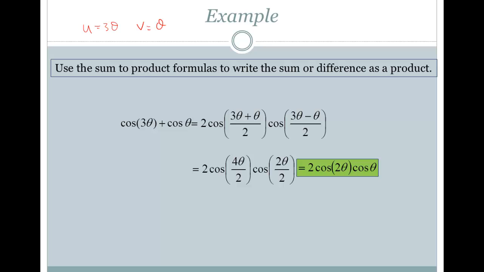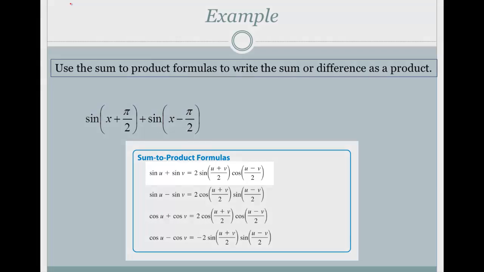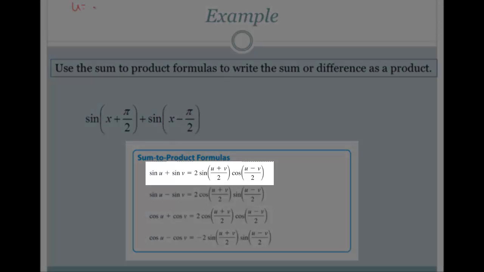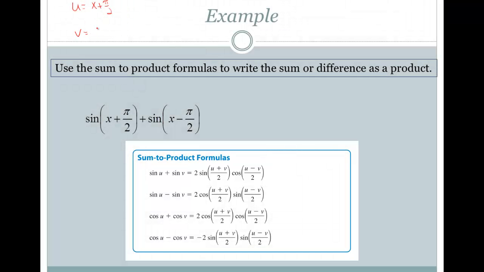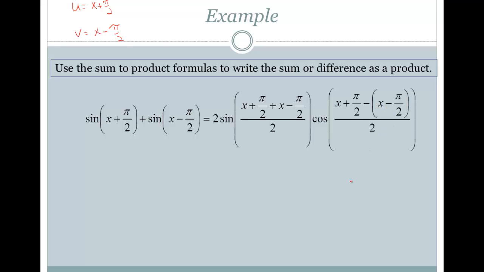Okay, let's do one more. Sine of x plus pi over 2 plus sine of x minus pi over 2. In this one, u is going to equal x plus pi over 2, and v is going to be equal to x minus pi over 2. If I do that, I'm going to get 2 times the sine of u plus v, so x plus pi over 2 plus x minus pi over 2, all divided by 2, times cosine of x plus pi over 2 minus the quantity x minus pi over 2, divided by 2.